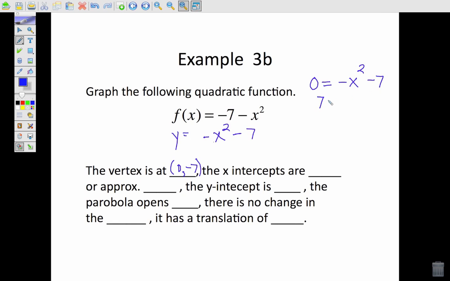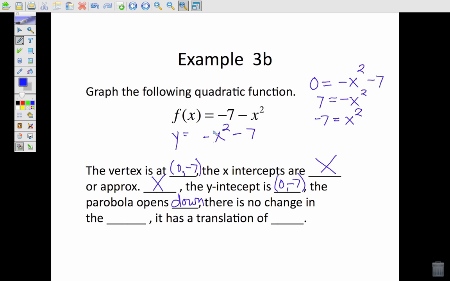X-intercepts, you set it equal, so 0 equals negative x squared minus 7. You solve, so 7 equals negative x squared. Negative 7 equals x squared. Well, this gives us a problem because you can't take the square root of a negative. So what this tells us is that there are no x-intercepts at all. Okay. The y-intercept is negative 7, so (0, negative 7).